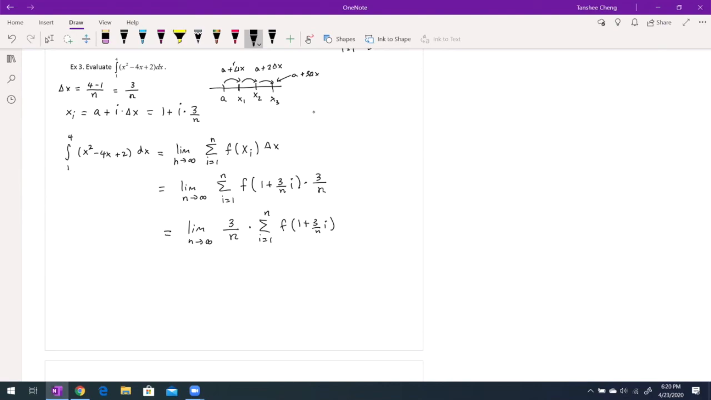Now it becomes a careful computational part after we substitute this. So what is the important part before I move on? The important part is being able to find out what your delta x is and being able to find a general formula to write down your right endpoint.